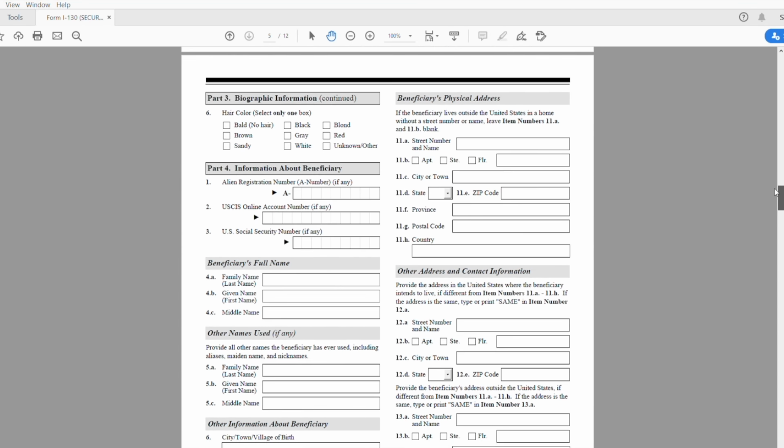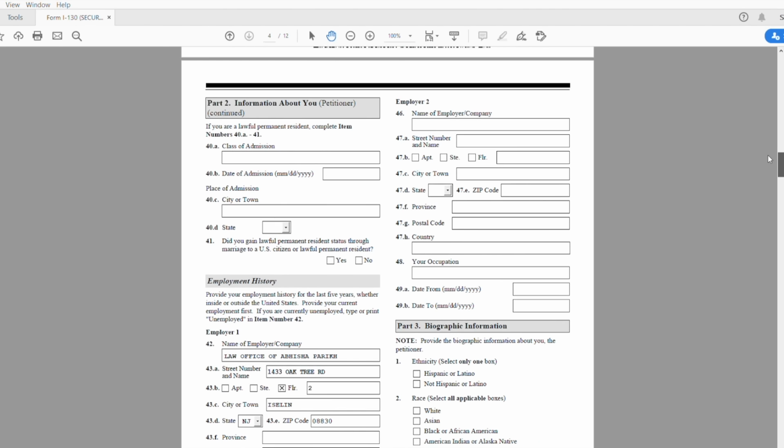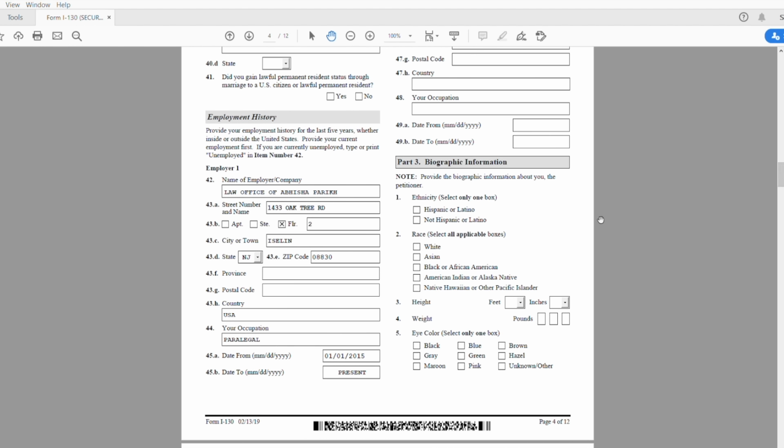So we'll just go back here. So we left off at part 3, biographic information. Note, provide the biographic information about you, the petitioner. So again, this is still about Mr. Patel. Number 1, ethnicity. Select only one box.